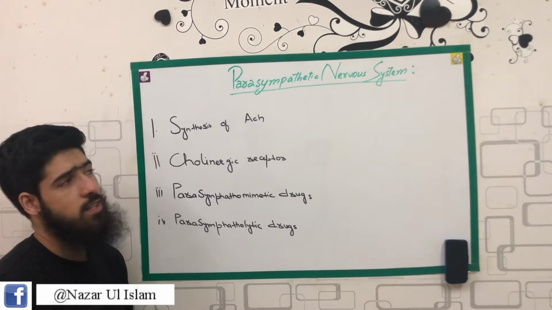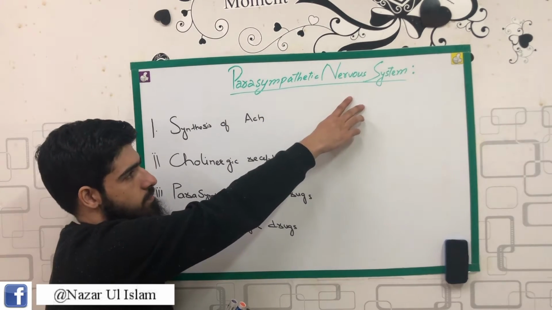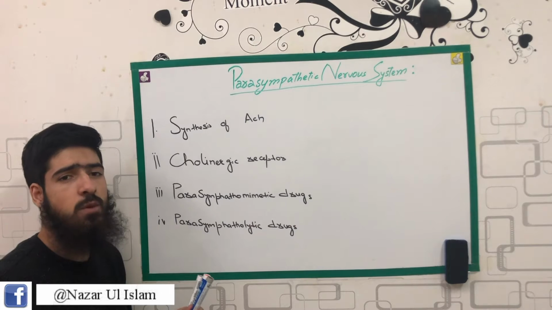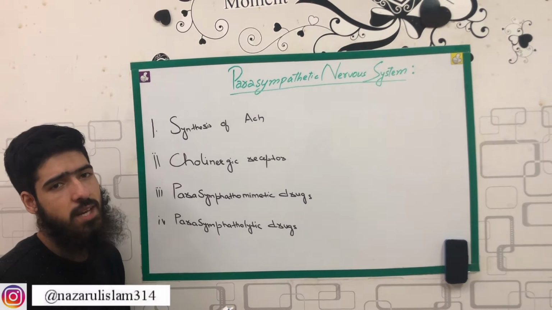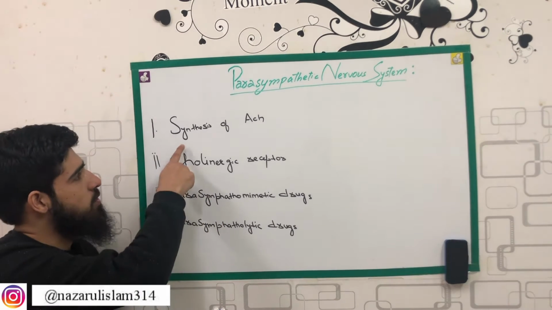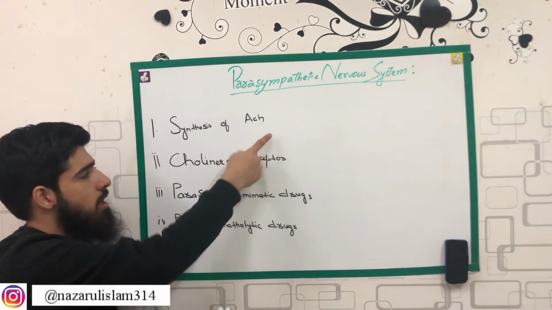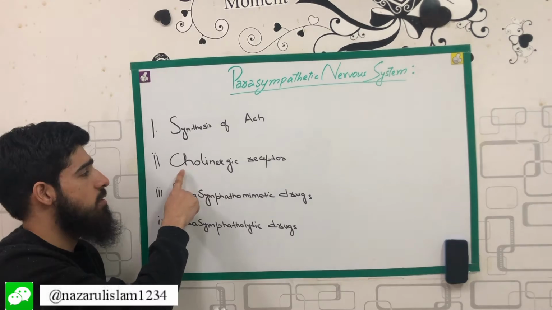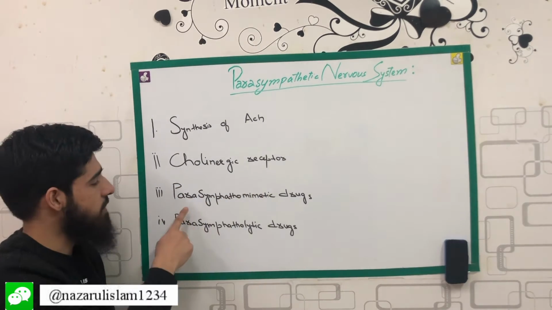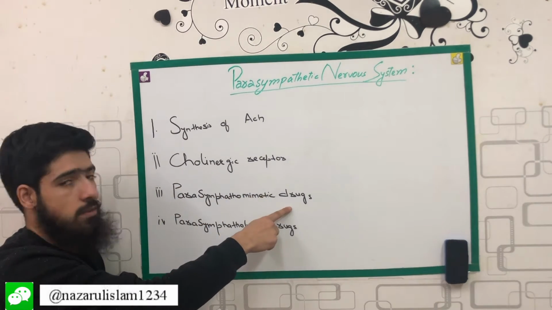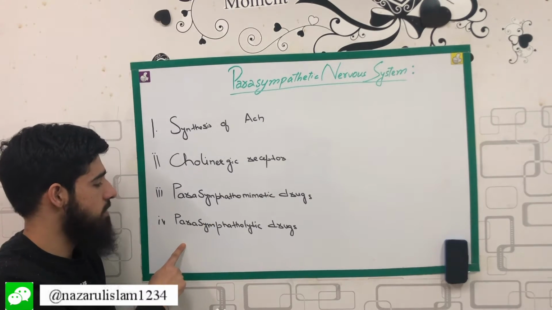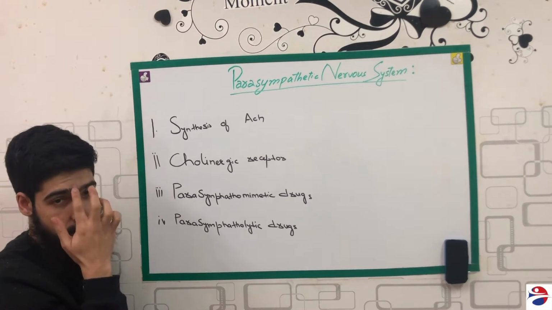So now we are starting the parasympathetic nervous system. First of all, we will see what we are going to study in it. First, we are going to study synthesis of acetylcholine. After that, we will see cholinergic receptors. After that, we will see parasympathomimetic drugs. And at last, we will see parasympatholytic drugs.